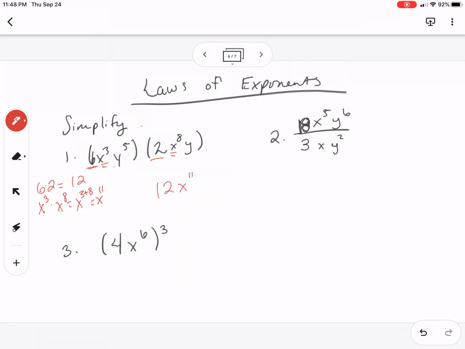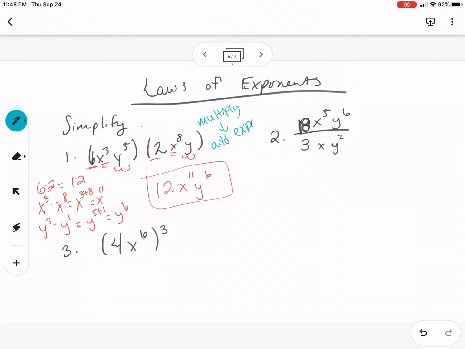Then I have y to the 5th times y. Remember, if there's no exponent, you put an imaginary 1. So if we add those exponents, we get y to the 6th power. So if you're multiplying, you add your exponents. Number 2, they're dividing. When you divide, you subtract your exponents.